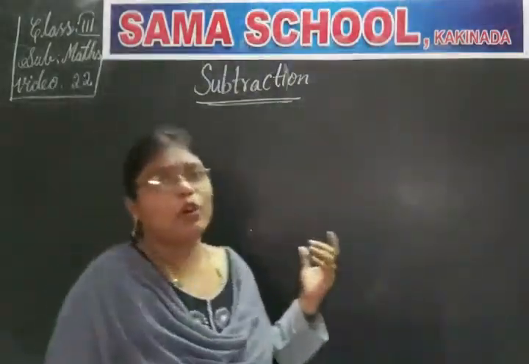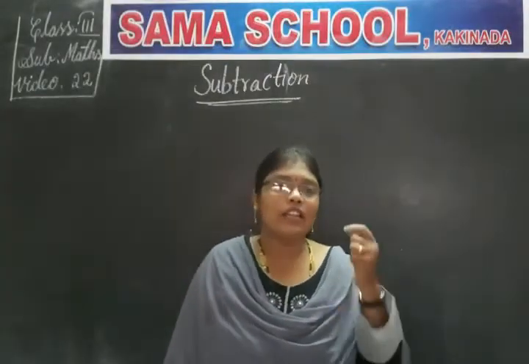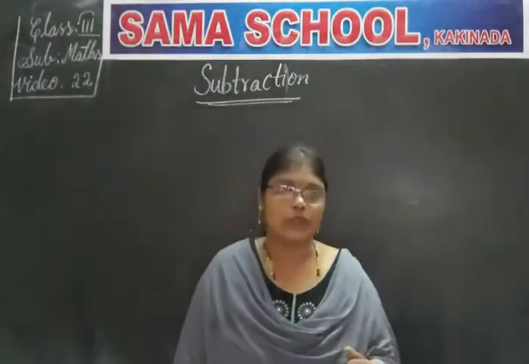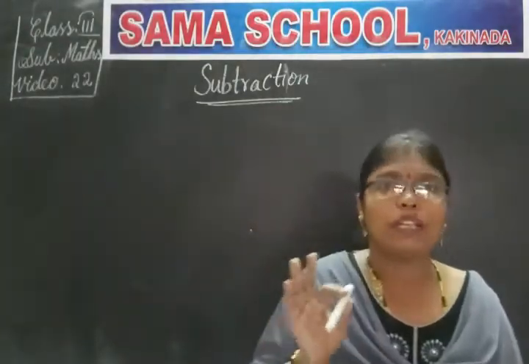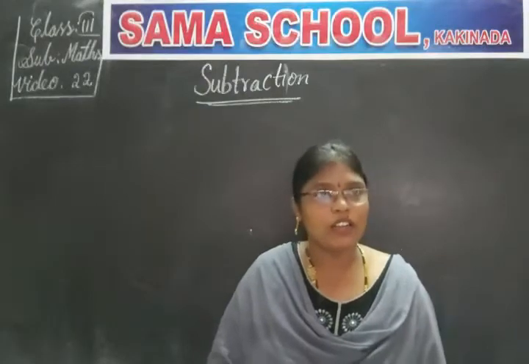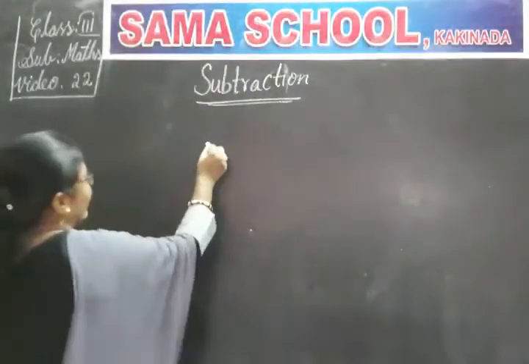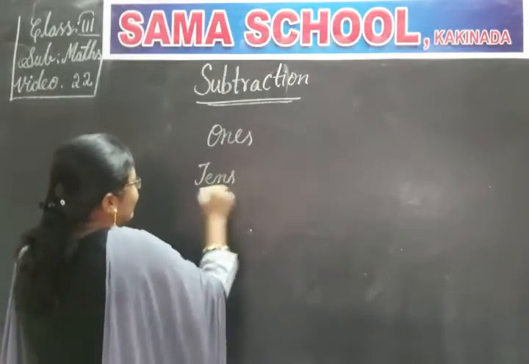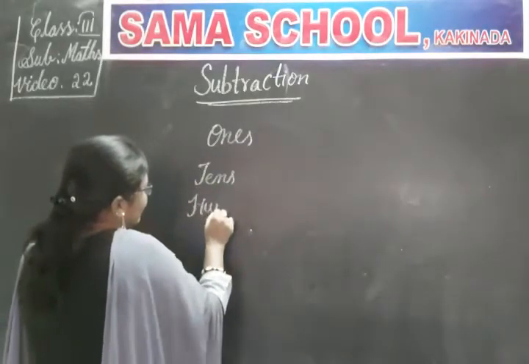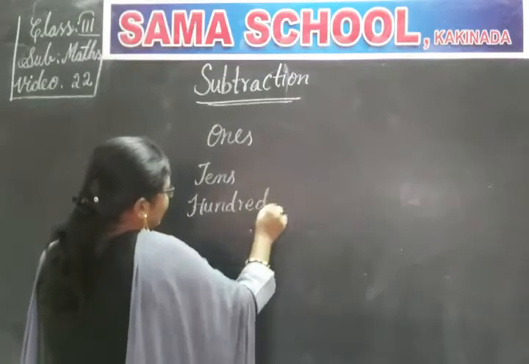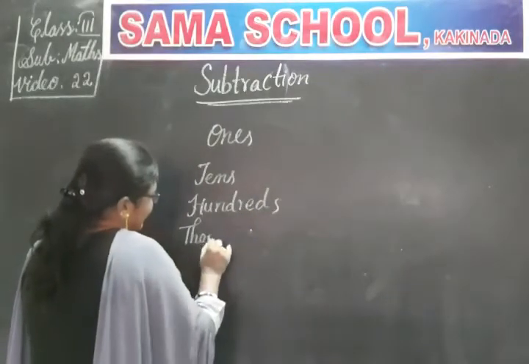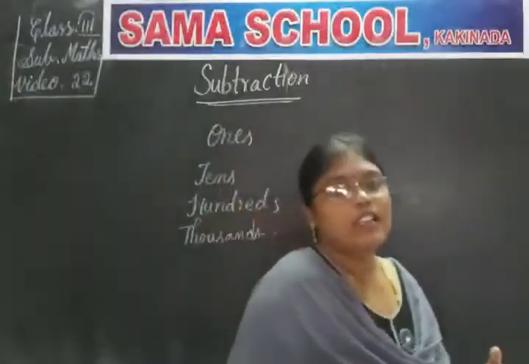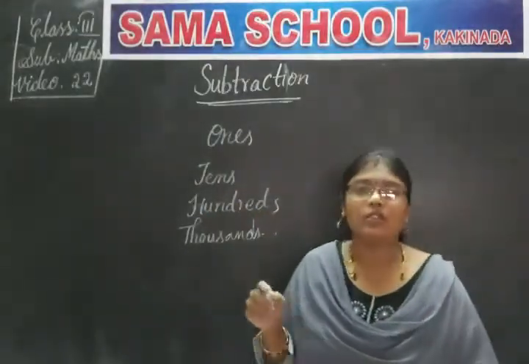While doing this borrowing subtraction, to make it easy for you to understand, let's revise the place values once. Children, you all know the place values very well, right? As you know the place values like ones, tens, hundreds, thousands, and so on. Right? See these place values.